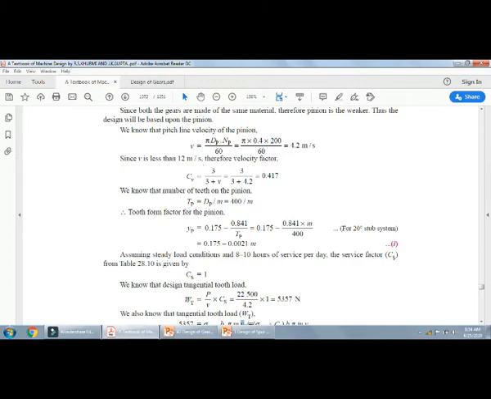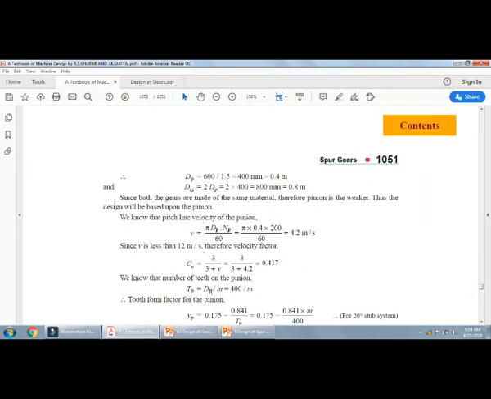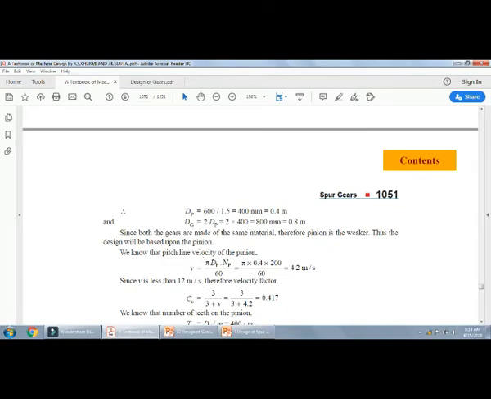So Yp, this is the form factor for 20-degree stub system. So this equation is already given in your IS Kurmi book. So we will put the value of Tp here. Tp may be calculated from this relation, because we simply know dP is equal to m into Tp, module into Tp.